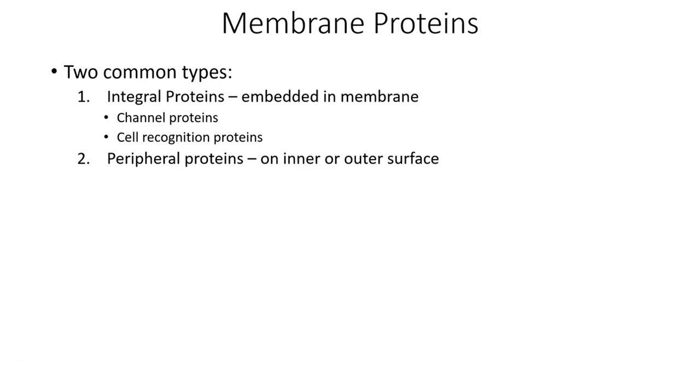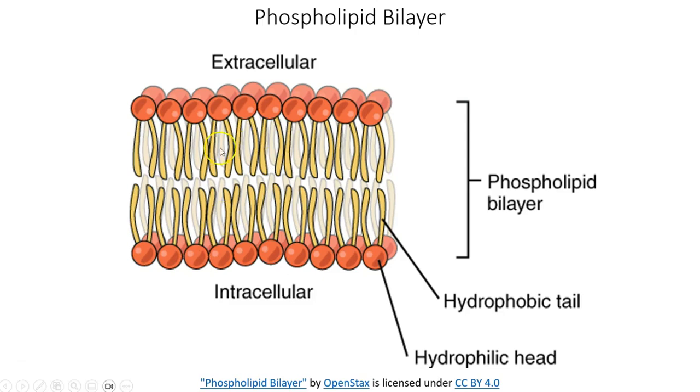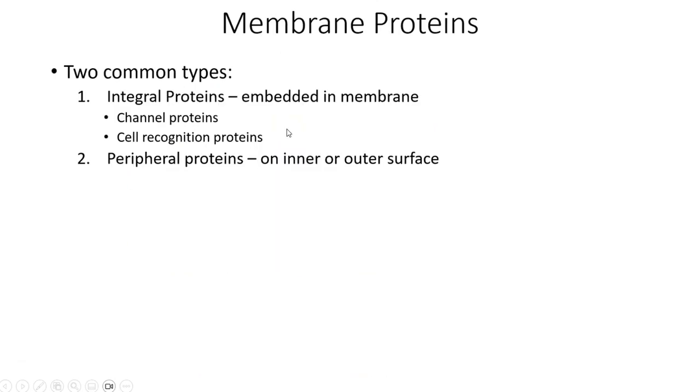All right, so let's talk a little bit about membrane proteins now. So we have 2 main types that are very commonly found in cell membranes. These are integral proteins. These are embedded directly in the membrane. So inside of these phospholipids, so kind of crammed in between some of these. These include channel proteins and cellular recognition proteins.